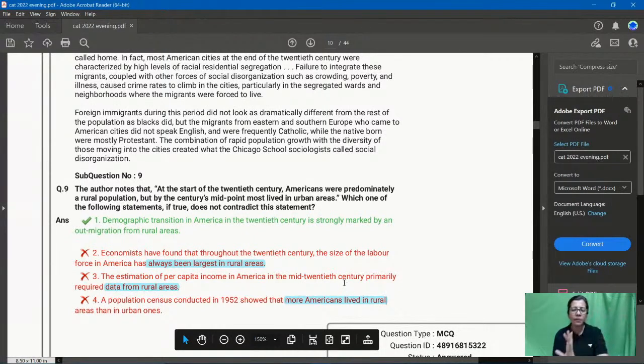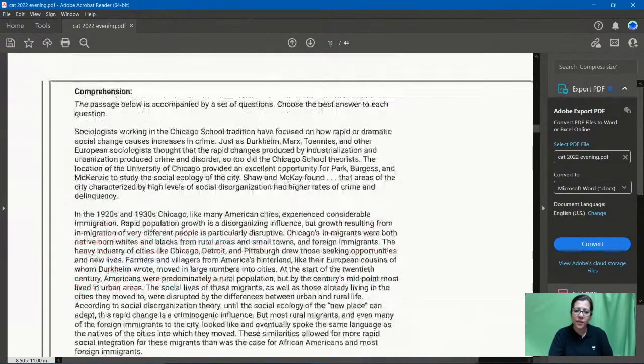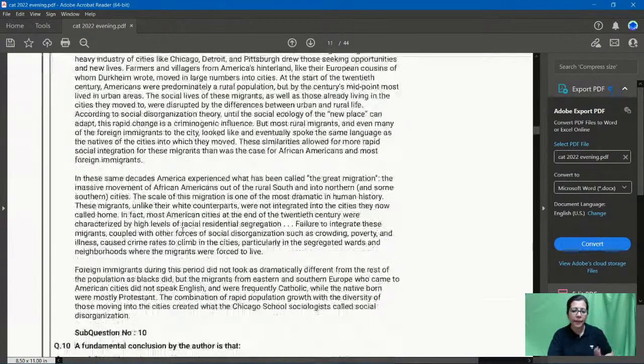Sentence ने बोला कि सब urban में shift हो रहे थे. ये तीनों ने बोला रूरल रूरल रूरल. दैट मीन्स ये रूरल वाले तीनों सेंटेंसेस वीकेंड कर रहे हैं. वन दैट डज नॉट वीकेंड कैन बी सपोर्टिंग और इट कैन बी न्यूट्रल. चेक ऑप्शन 1. डेमोग्राफिक ट्रांजिशन इन द 20th century स्ट्रांगली मार्क्ड बाय आउट माइग्रेशन. तो ये तो सपोर्ट कर रहा है कि भाई सब रूरल छोड़ करके आउट माइग्रेट हो गए. सो दिस इज द वन. दिस वाज अ वेरी इजी क्रिटिकल रीजनिंग क्वेश्चन. मतलब एक्सपेक्ट ही नहीं किया था मैंने कि इतना आसान रहेगा क्रिटिकल रीजनिंग में.